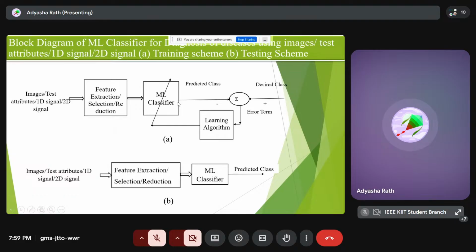Then you have to apply any classifier: naive Bayes, SVM, decision tree, random forest. Then you will get some predicted class. Then you compare it with the desired class given to you. So again, you will get the error, that means desired class minus predicted class, or actual class minus predicted class, gives the error. After that, you use some learning algorithm to update the weights. This ML classifier is not a block diagram. For this ML classifier you will be using some neural network. The classifier output you have to give here.